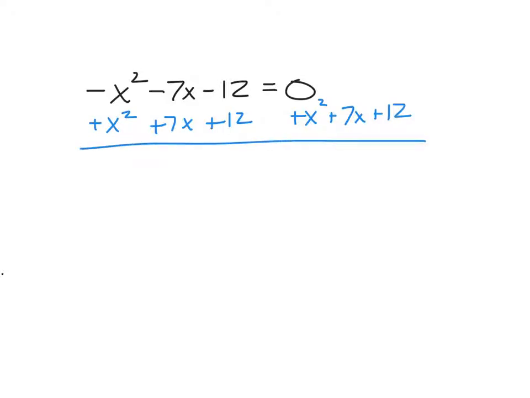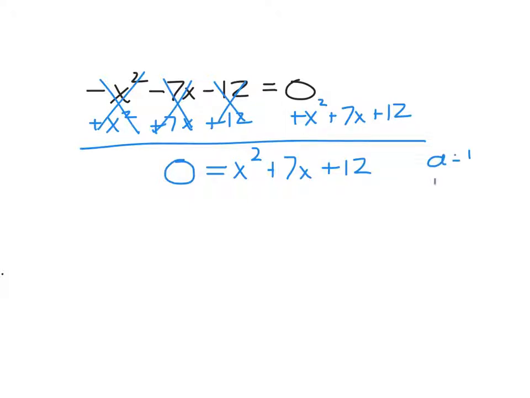Now, over here on the left side, that cancels, that cancels, that cancels. So now my left side is 0. And now my right side is x squared plus 7x plus 12. Okay? And so now I can take A times C, because right now I've got A is 1, B is 7, and C is 12.